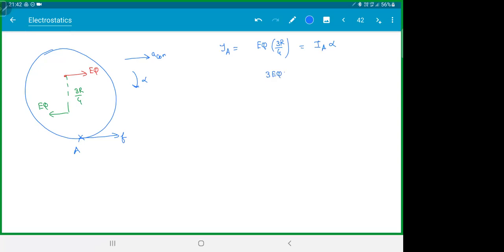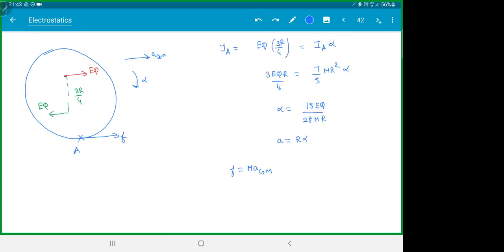So 3EQR/4 equals I about A, which is 2/5 mR² plus mR², that is 7/5 mR², times alpha. The alpha will be 15EQ/28mR. a is equal to R alpha. Friction is the best: F is equal to m a_com. Friction comes in one step, because EQ will cancel out. The only force there is friction on the ground. You get everything. If you see, actual solving is easy. The main headache is figuring out that you can apply the force at the center of mass.